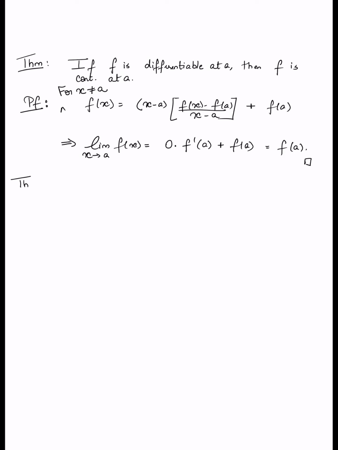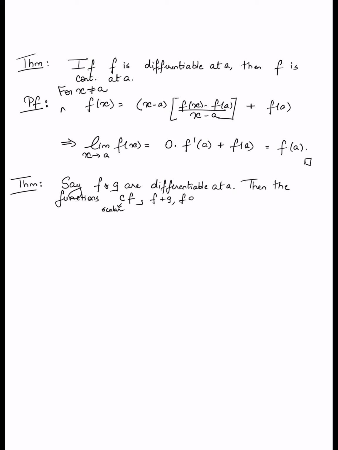Okay. The next theorem will basically collect some other simple properties about how derivatives combine. So suppose that f and g are differentiable at a. Okay, then the functions c times f, here c is some scalar, f plus g, the sum of the functions f and g, and the product fg are differentiable. Okay. Additionally, suppose I assume that g of a is not equal to 0, then the ratio function f by g is also differentiable at a.